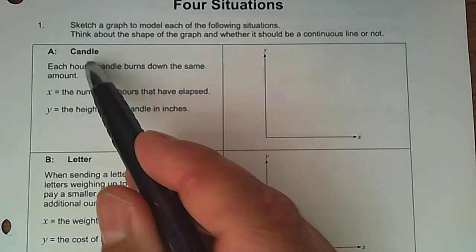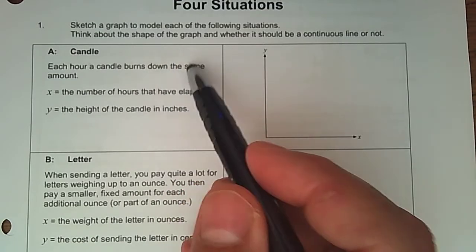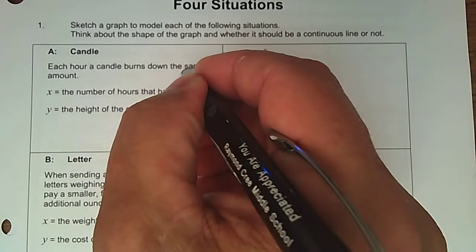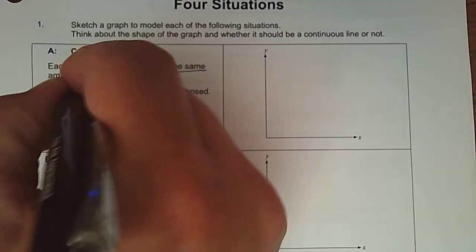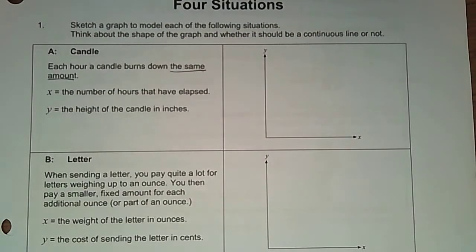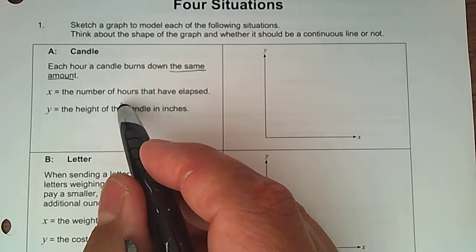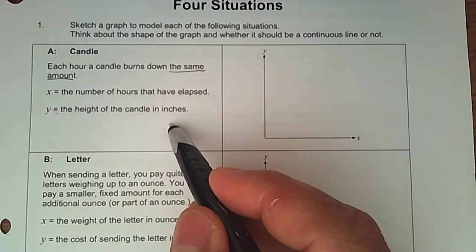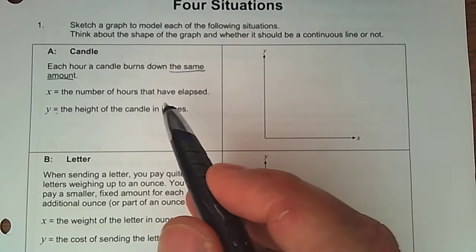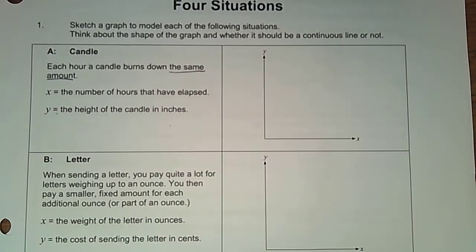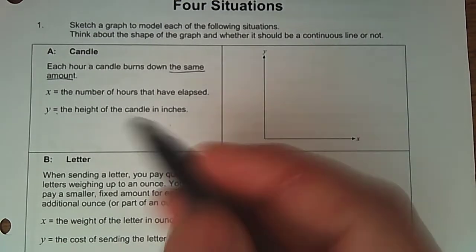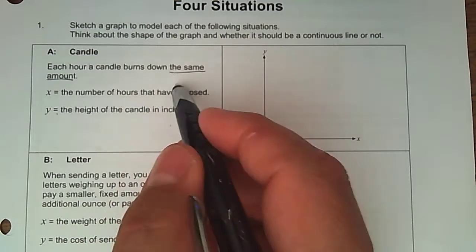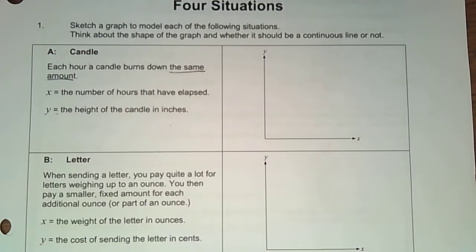So the first situation is a candle. Each hour, a candle burns down the same amount. And that idea of the same amount is going to be important to know how we're going to model it. And the x-axis is going to be the number of hours that have elapsed, and the y is going to be the height of the candle in inches. So let's just start there, and then we'll look at the other situations. So a candle that burns down the same amount each hour, and which one could model it?